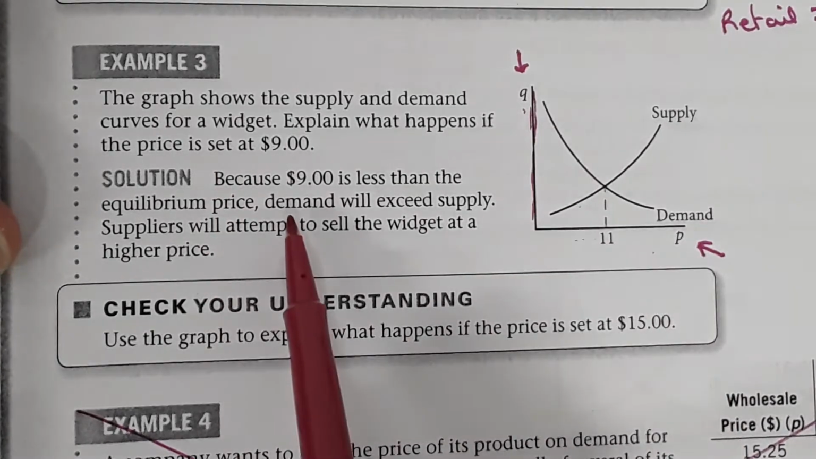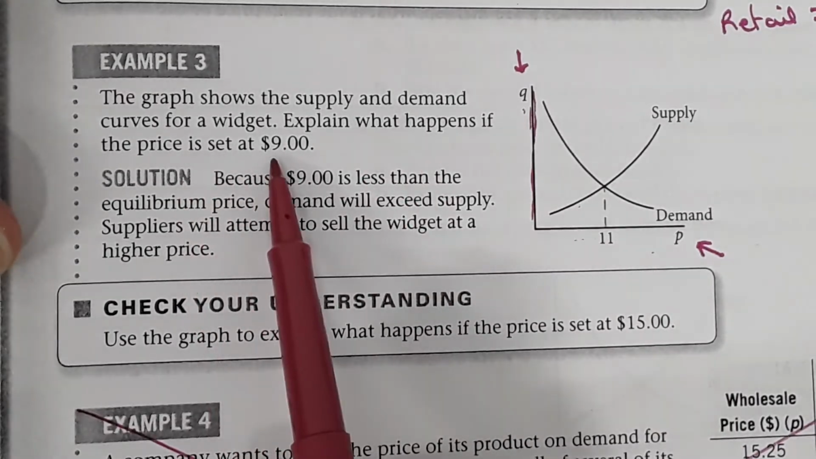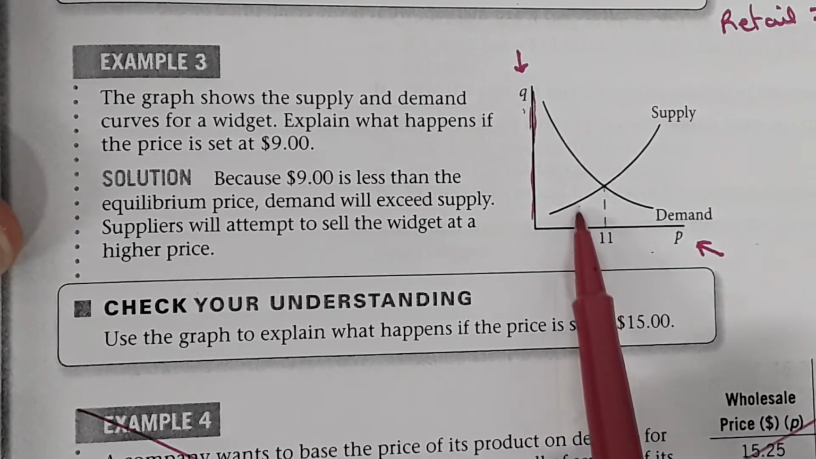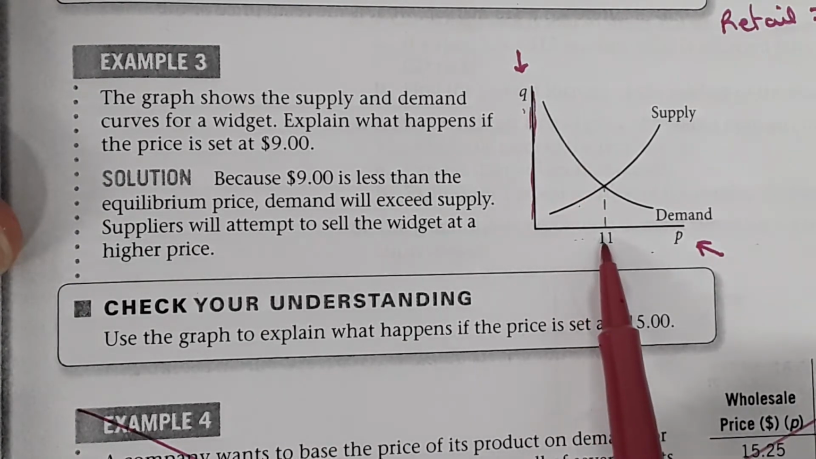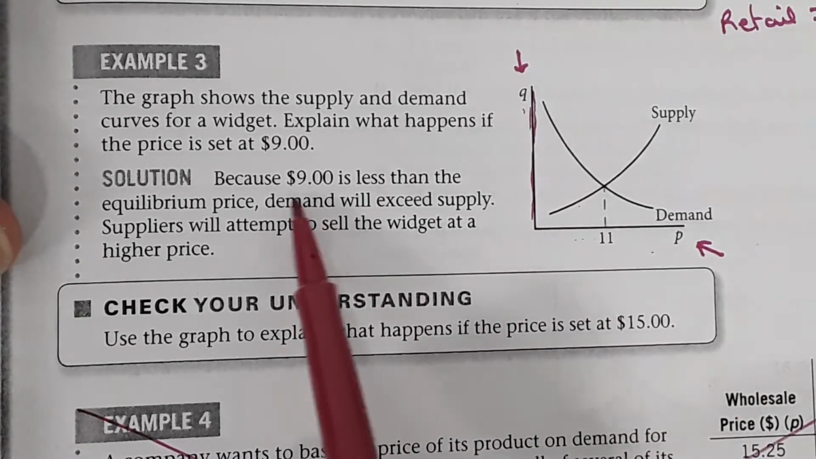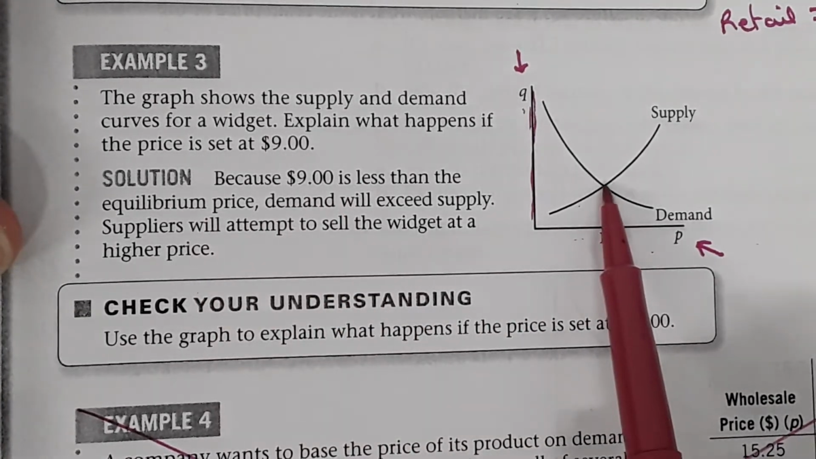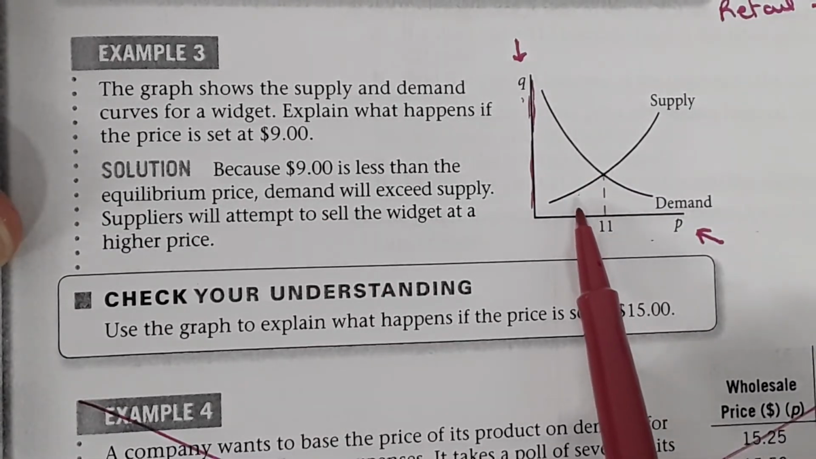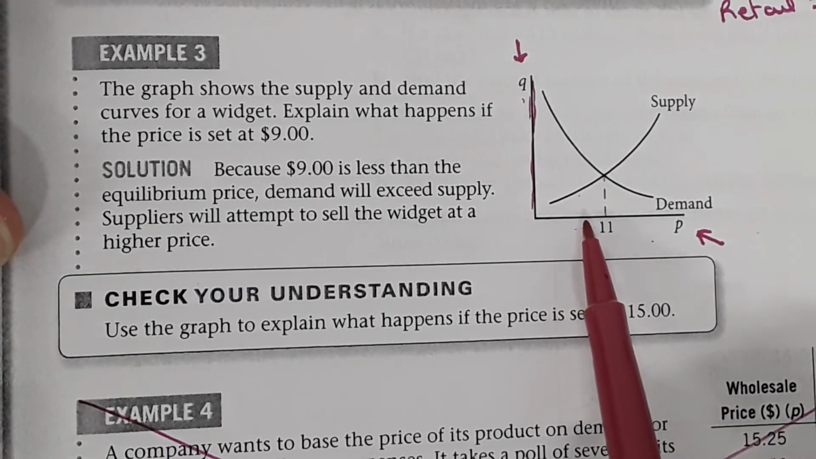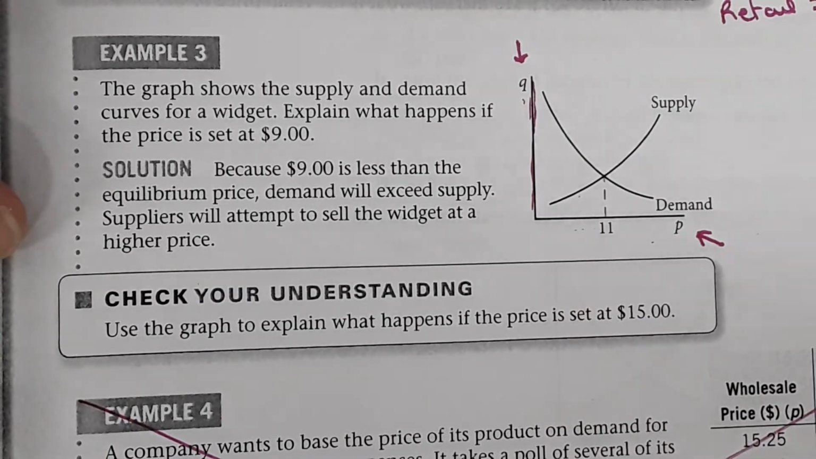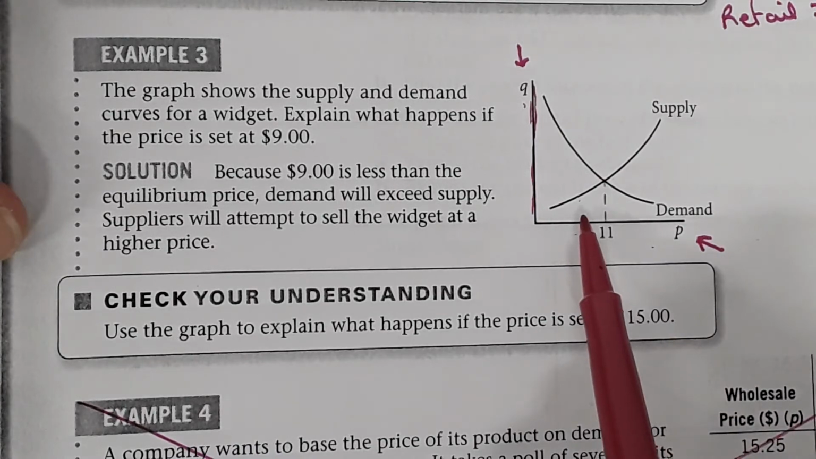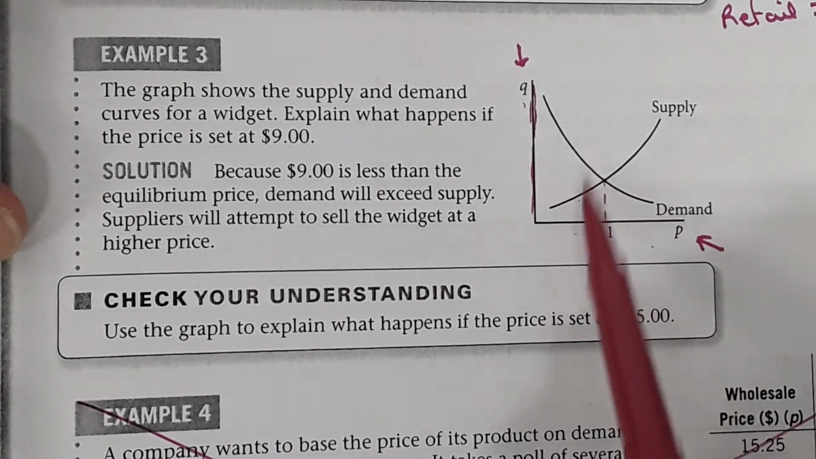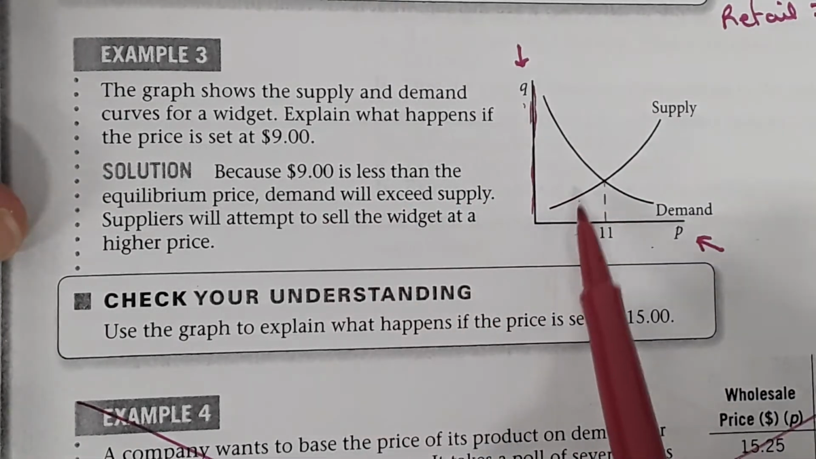Okay? So at $9, what happens if the price is set at 9? The supply gets lower and the demand gets higher because the price went down. Okay? And that's what it says. Because $9 is less than the equilibrium or where they meet at, the demand will exceed supply. Suppliers will attempt to sell the widgets at a higher price. So the demand line is this line here. So at $9, we're way up here on the demand, and that's higher than the supply line.